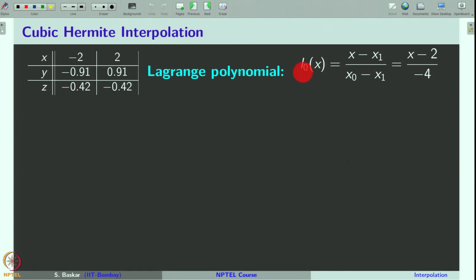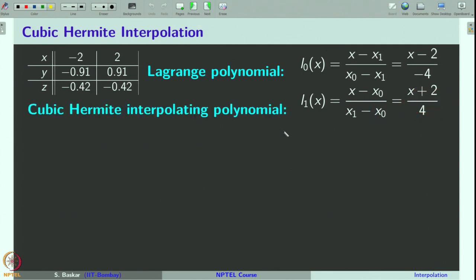As a first step, we will compute L naught of x. Remember, this is your x naught and this is your x 1. Therefore, L naught of x, which is equal to x minus x 1 divided by x naught minus x 1, is given like this. Similarly, L 1 of x, which is equal to x minus x naught divided by x 1 minus x naught, is given like this. Now, we have to construct the cubic Hermite polynomial from this data set.